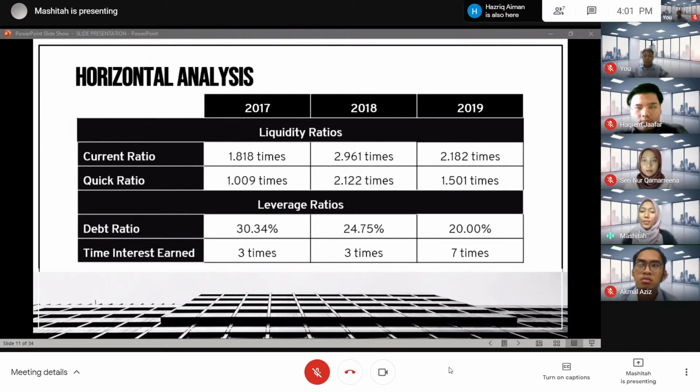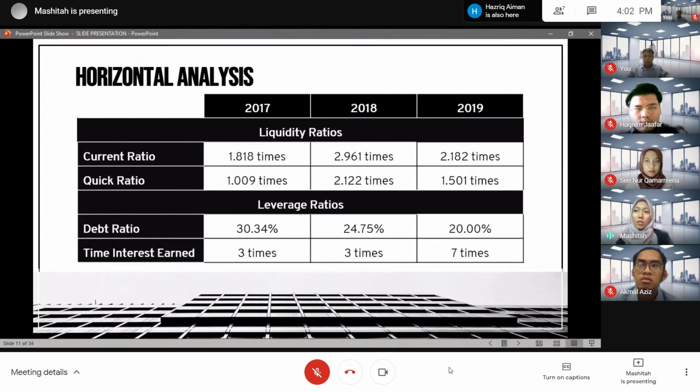For horizontal analysis, we compare the ratios of the company for the years 2017 to 2019. From this table, we can see the liquidity ratios and the leverage ratios. For the liquidity ratios, we have the current ratio and quick ratio. As we know, from the table, we can see that the higher current ratio and quick ratio are from 2018, which is 2.961 times and 2.122 times respectively.